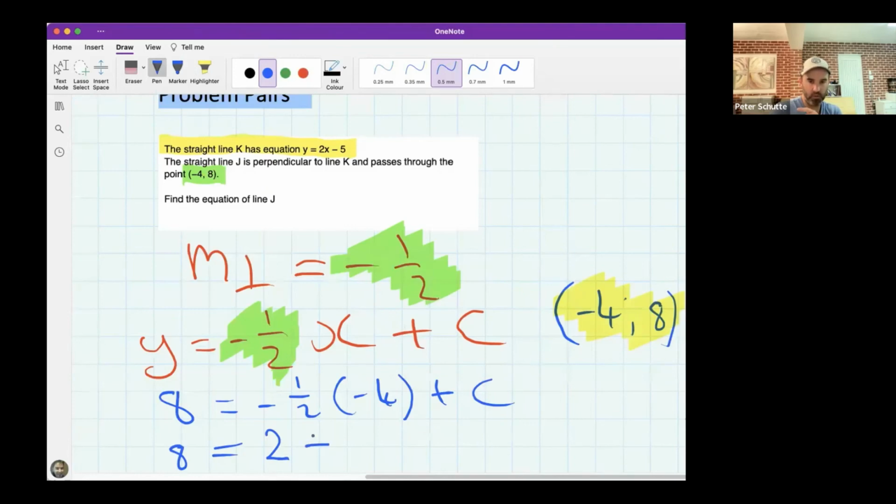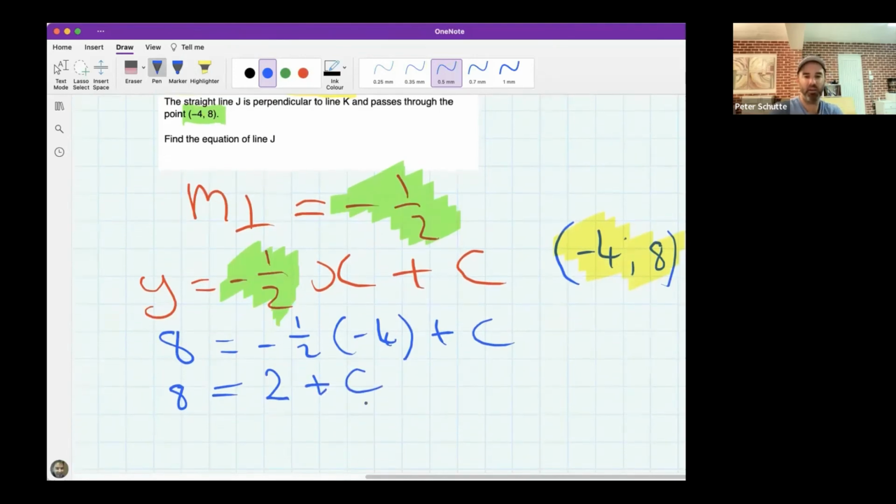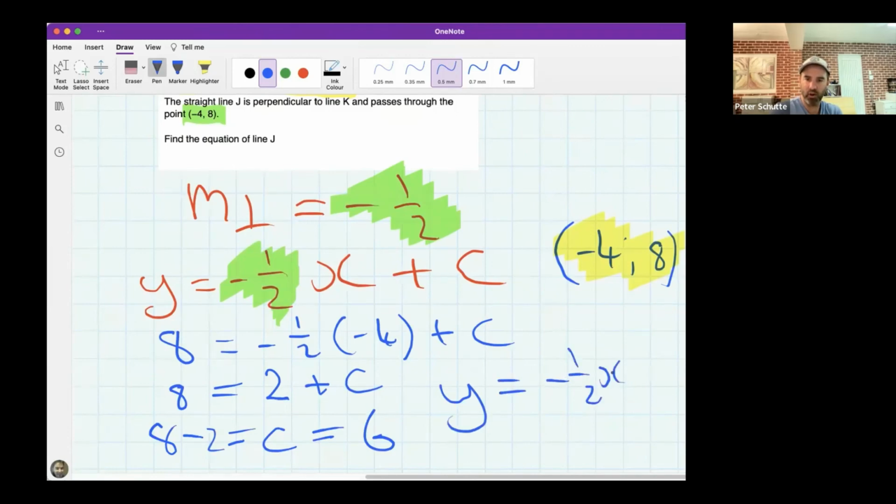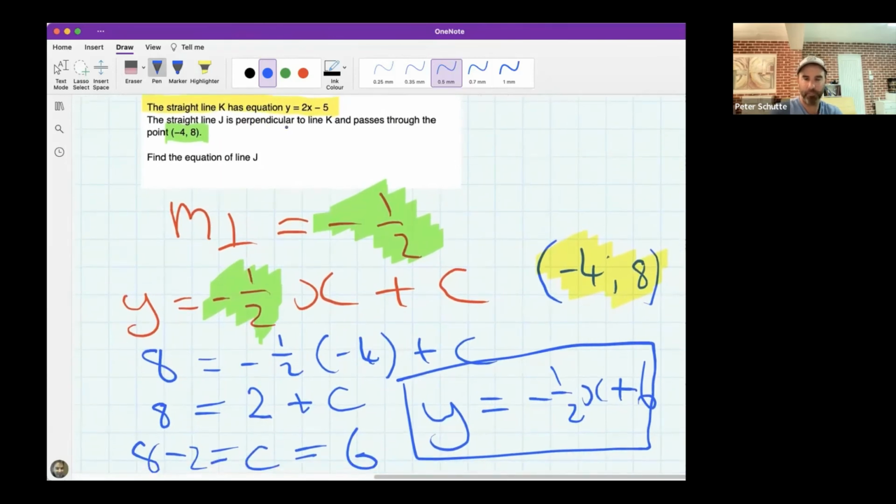+2 plus c. And then when you find what c is, you take away 2 from both sides, you get 8 minus 2. So c should be 6. And the final answer should be y is -1/2x plus 6. So that is the equation of the line perpendicular to K.